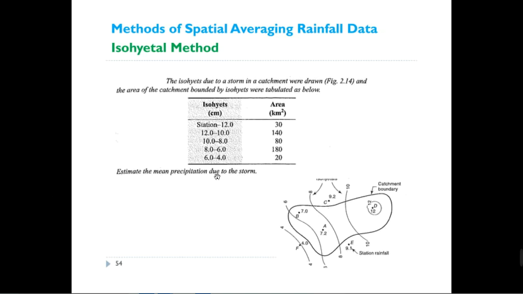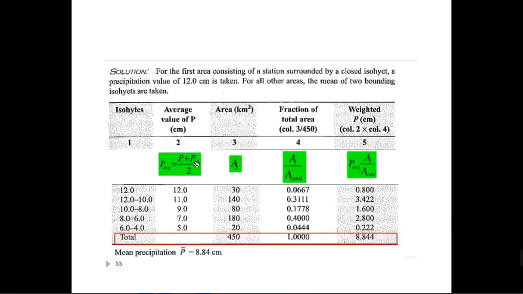Now the isohyetal method. The isohyets are 12 centimeters, with an area of 30 square kilometers, then 12 to 10, 10 to 8, 8 to 6, and these are the areas. You can find it this way. For the first station, surrounded by a closed isohyet, the precipitation value of 12 centimeters is taken. For other areas, the mean of the two bounding isohyets is taken.